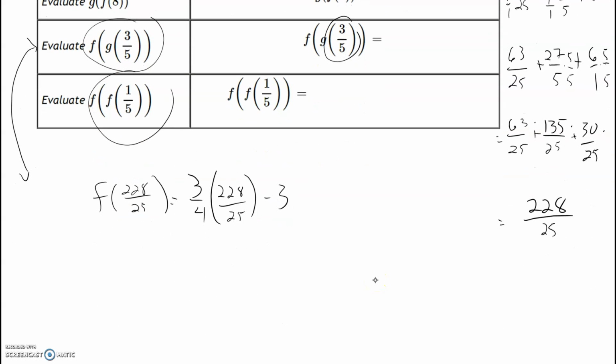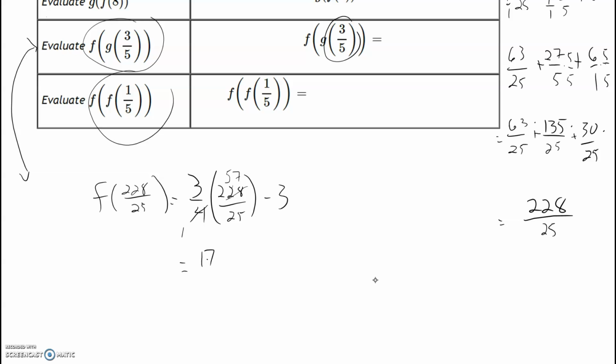Let's see. I think 4 will go into 228. So 4 goes into 4 once, into 228. So 4 goes into 22 5 times with 2 left over. So I think that's 57, but I'll check on my calculator. 228 divided by 4 is 57. Times 3 is 6. Oh, that's not right. 57 times 3 is 171.